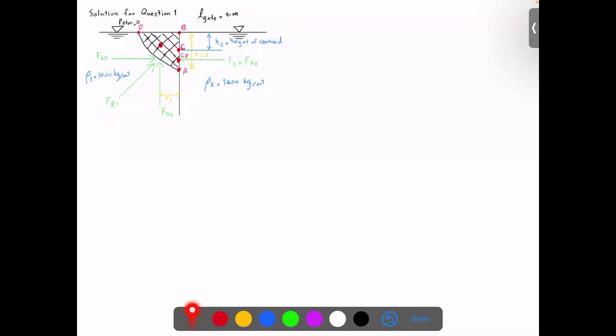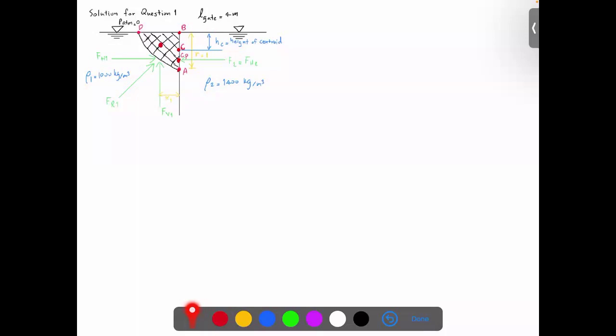This is a curved surface. So we will calculate the horizontal force and the vertical force, and then we will calculate the resultant force for this problem. The centroid is where the average pressure works, and the center of pressure is the point where the resultant force acts, that we know from the previous theories.